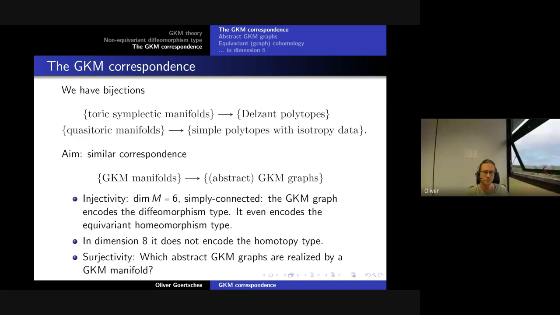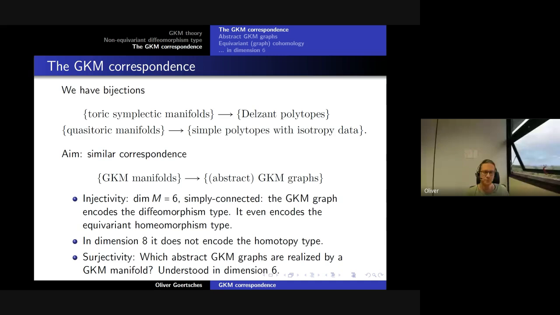And I will explain that again in dimension 6. We understood which criteria such a graph needs to satisfy in order to be realized by a GKM action. So this is understood in dimension 6. In higher dimensions, this is still open. It is not clear which graphs are realized by GKM manifolds.